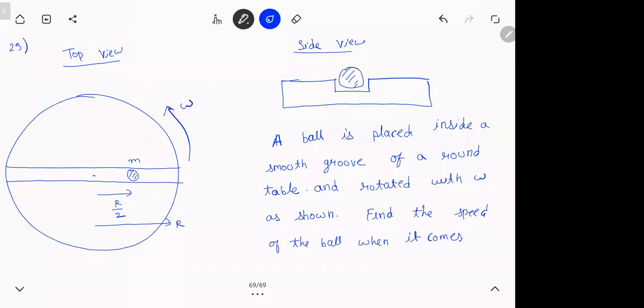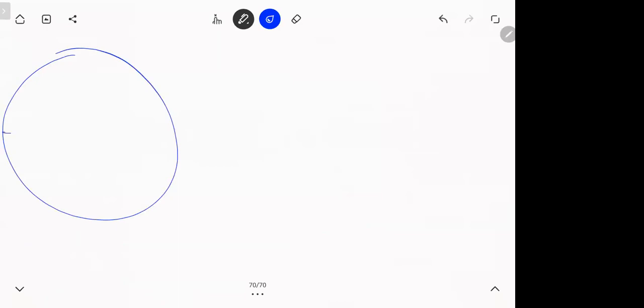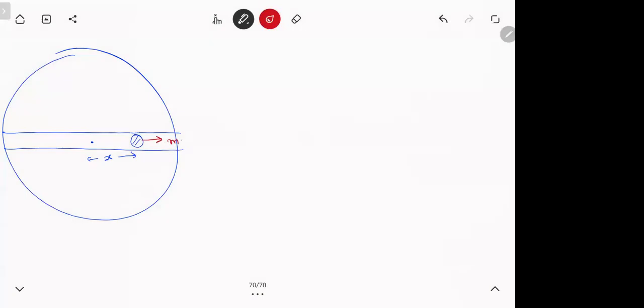See, this is a little different. You have to integrate actually. Now let's say the ball is somewhere here at a distance x. What are the forces acting on the ball? There's only one force, centrifugal force, acting away. N and mg will cancel. That is into the plane. So the only force acting is centrifugal force.